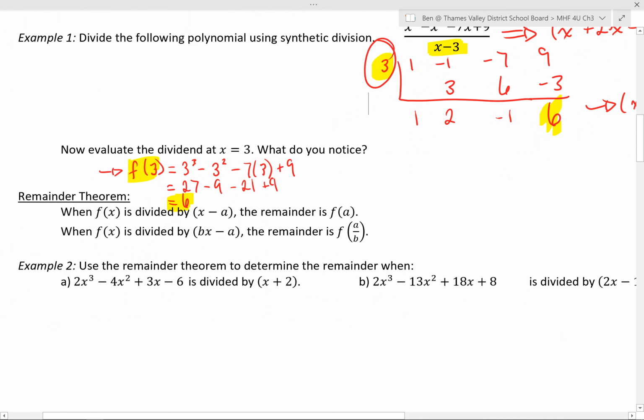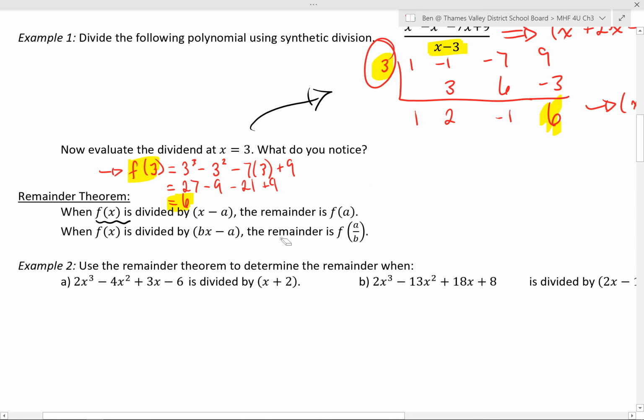Now, why is this important? Well, that means that we can determine our remainder without going through any form of division, whether it's synthetic division or long division. Right? So if we evaluate f at x equals a, then if I were to divide f at x by x minus a, I would find the remainder f at a.